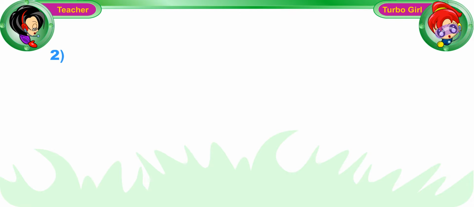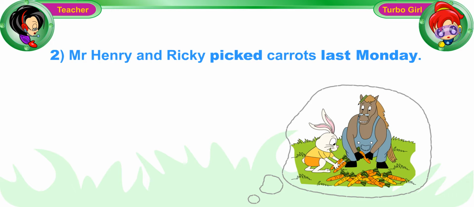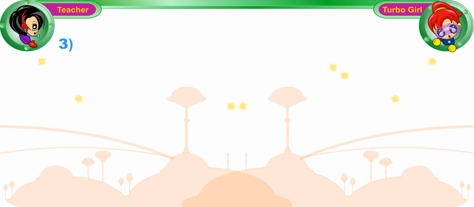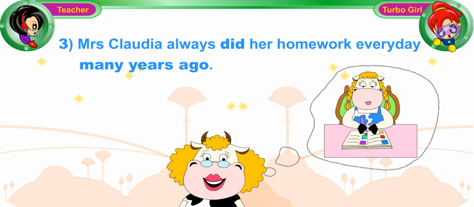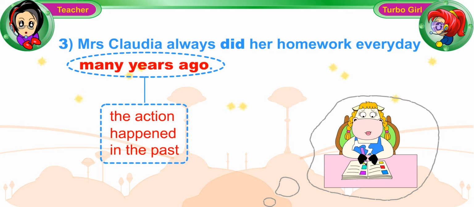Sentence 2. Mr. Henry and Ricky picked carrots last Monday. The words last Monday tell us that the action happened in the past. So we use the simple past, picked, and not pick. Sentence 3. Mrs. Claudia always did her homework every day many years ago. The words many years ago tell us that the action happened in the past. So we use the simple past, did, and not does.